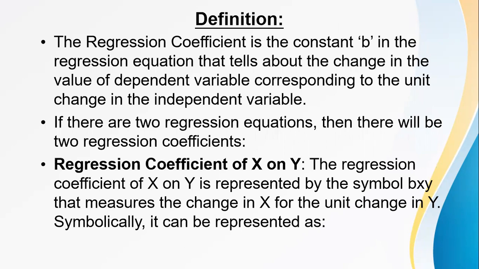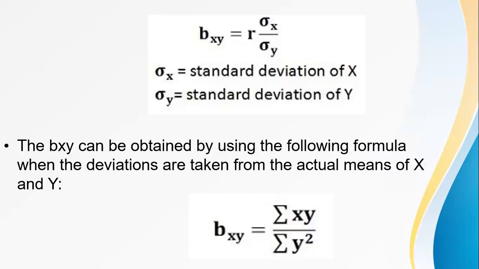If there are two regression equations, then there will be two regression coefficients. Regression coefficient of x on y. The regression coefficient of x on y is represented by the symbol bxy that measures the change in x for the unit change in y. Symbolically, it is represented as bxy equals r into sigma x by sigma y. Here, sigma x is the standard deviation of x and sigma y is the standard deviation of y.